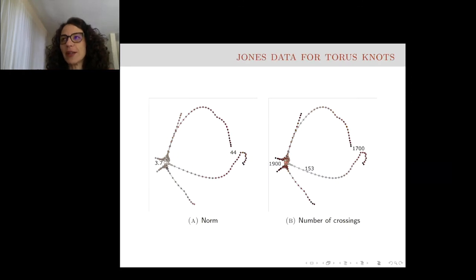Anyways, here's the same thing done for just the torus knots that I've described before. Again, it's somewhat cleaner, colored by the data. You can see that the norm grows a lot. If you color by the number of crossings, of course, you have the higher crossing numbers here in flares, but you can see that there's a similar number of flares.